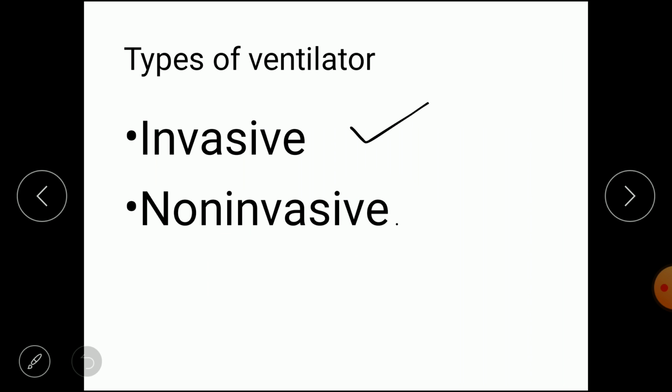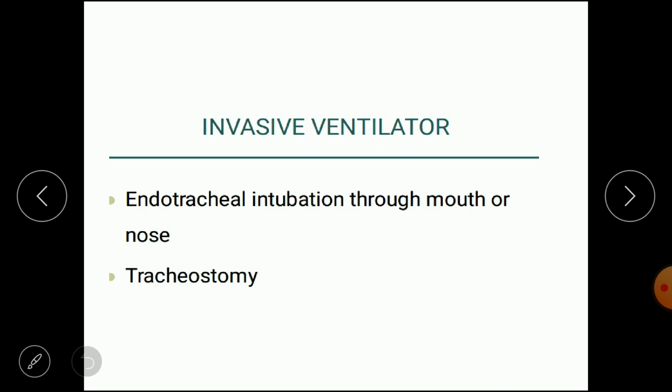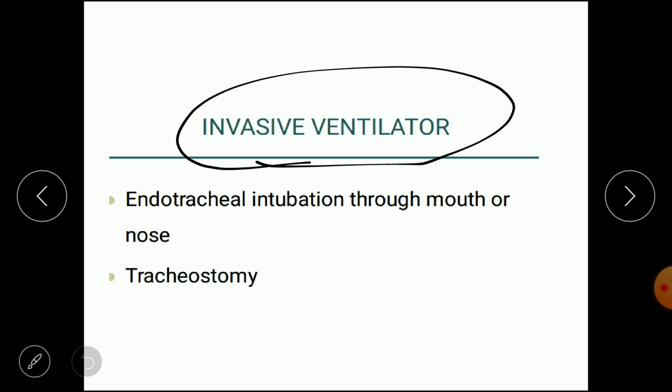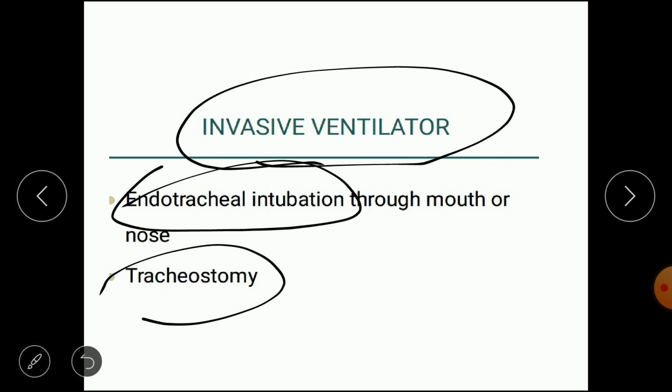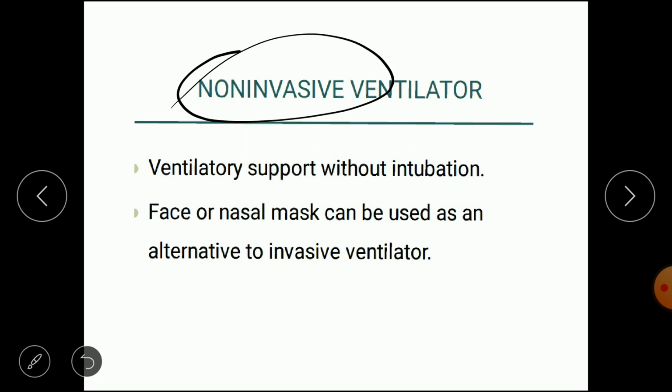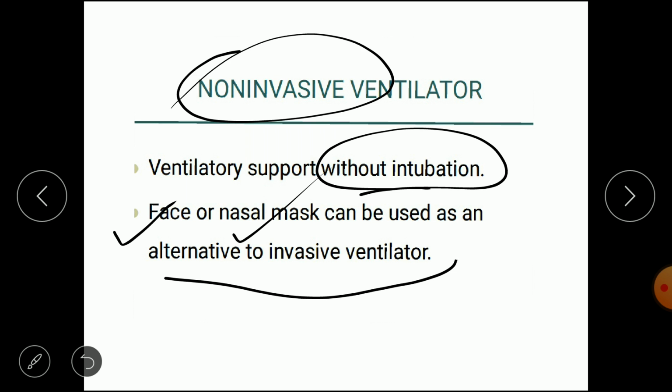Then we see the types of ventilator, that is invasive type and non-invasive type. In the invasive type, with a tracheostomy or endotracheal intubation, we can provide ventilation to the patient. In the non-invasive type, there is no need for intubation. Without intubation, we provide ventilation to a patient with a face or nasal mask, and it is an alternative procedure to the invasive ventilator.